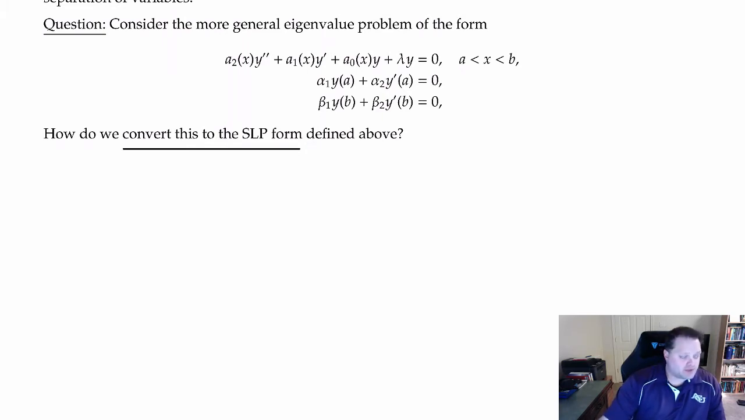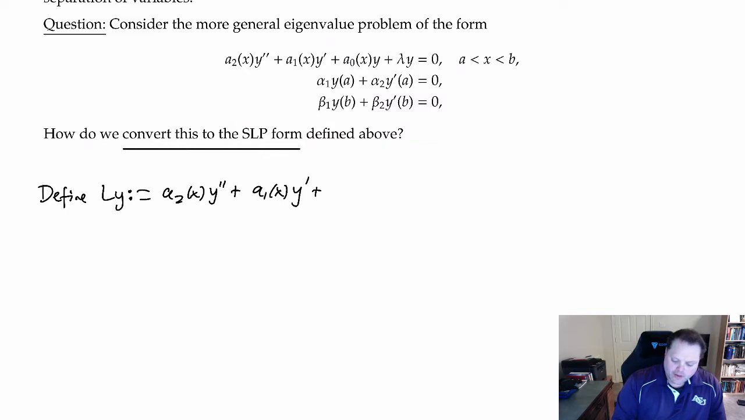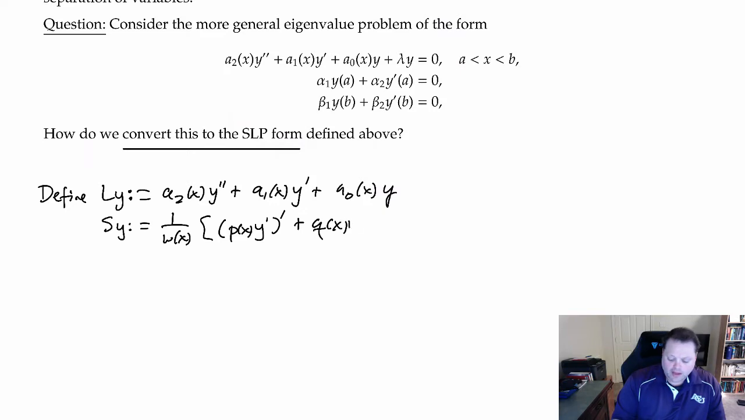So I'm just going to start with, we define Ly to be the linear operator a2 of x, y double prime, plus a1 of x, y prime, plus a naught of x, y. So that's the linear differential equation that we've been looking at. Sy is the SLP that we just defined. It's 1 over w of x, times the quantity p of x, y prime, prime, plus q of x, y. And it's definitely worth remembering this form.